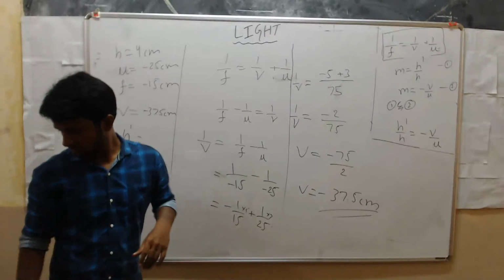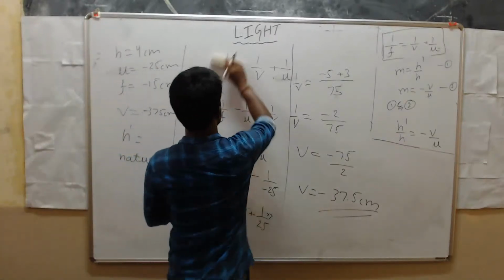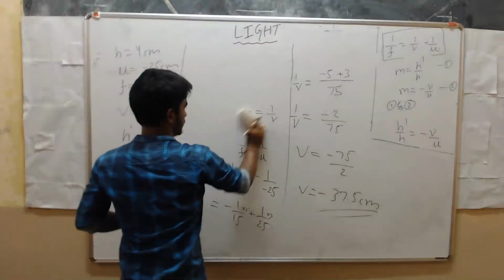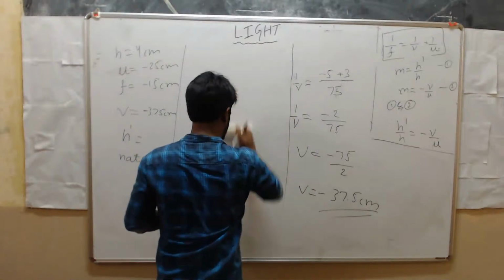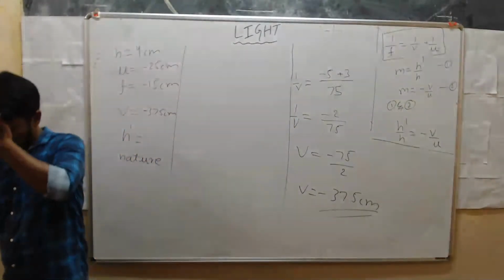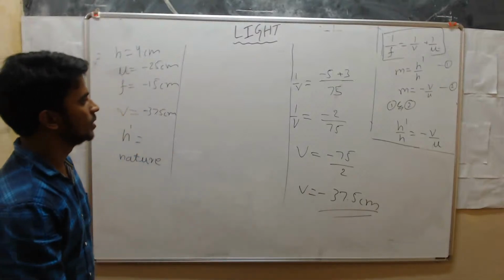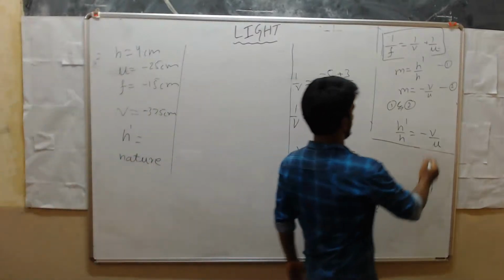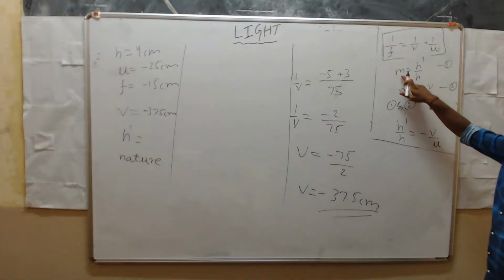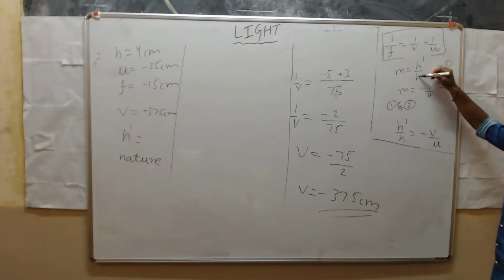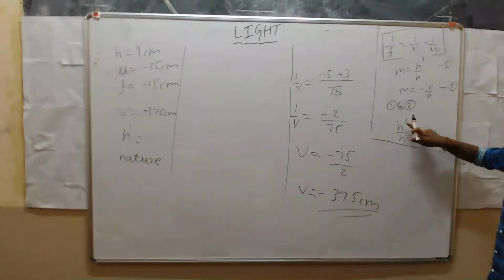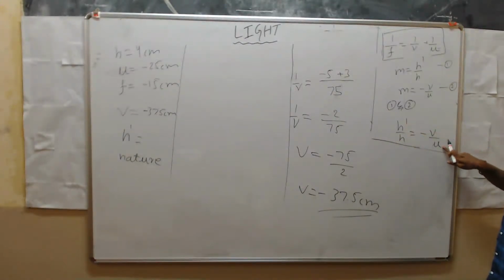We need h dash, right? To calculate h dash, we have the formula m equal to h dash by h, but here we don't know the magnification. So combine these two, because here we know the h value, v value, and u value. So we'll get the equation h dash by h equal to minus v by u.